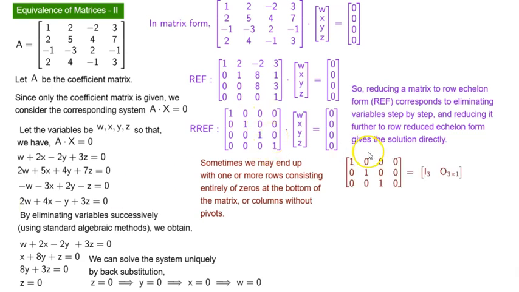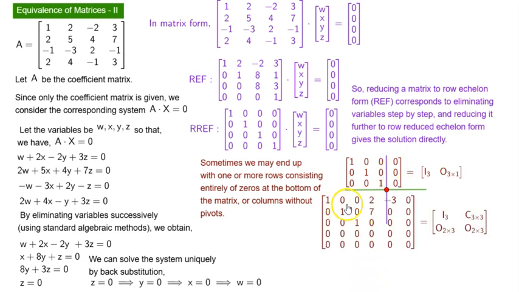Whereas sometimes we may not have such a perfect identity matrix as the row reduced echelon form. It might be something like this. Let me bring this here. Now, if I put it here, in this quadrant, we have a perfect identity. So we can write it in short form as a matrix of identity of order 3 and 0 matrix of order 3 by 1.